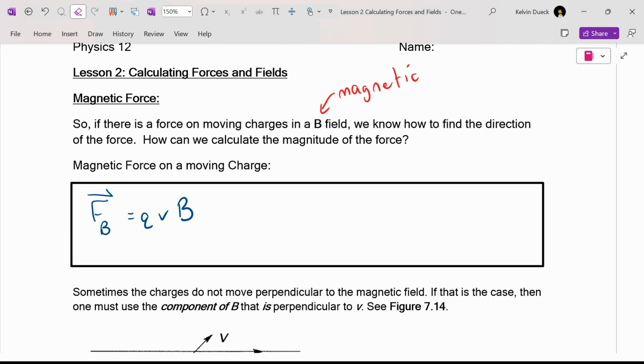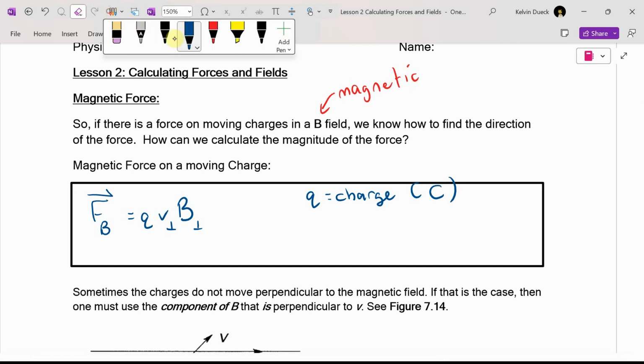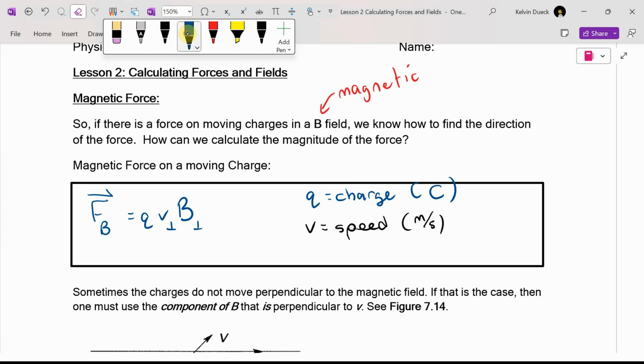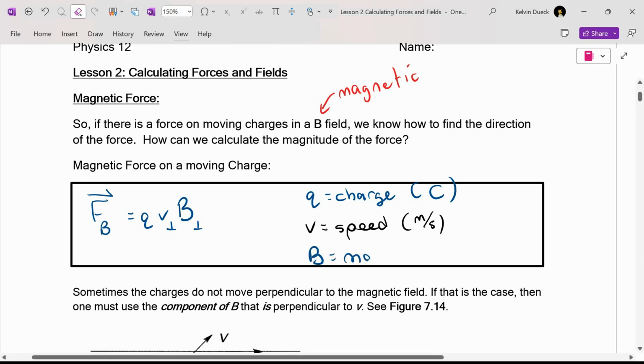We have to add one more thing, though. Look up. Actually, the velocity and the magnetic field have to be perpendicular to each other. If they're not at right angles to each other, no force. Where Q equals the charge in coulombs, V equals the speed in meters per second, and B equals magnetic field in Teslas.